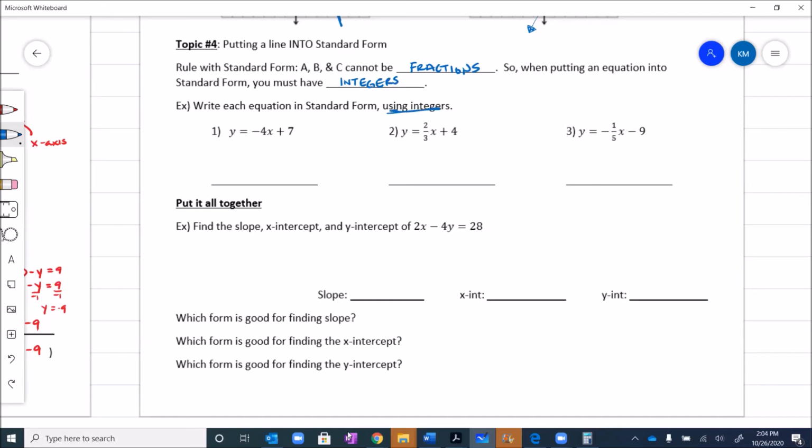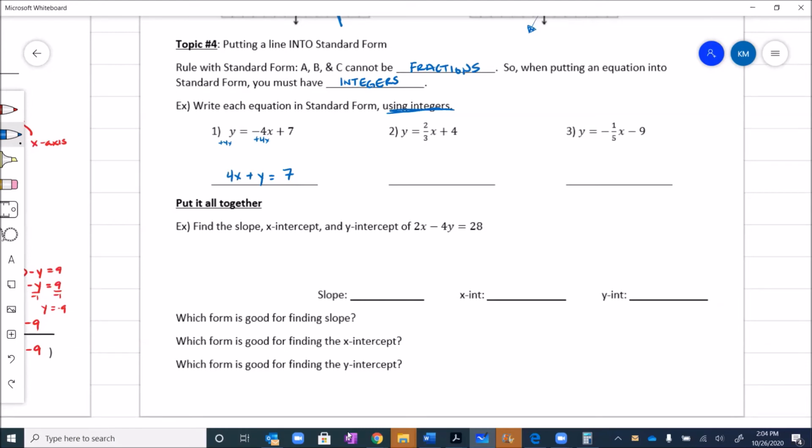And so you'll see that in the directions a lot, and it'll say write each equation in standard form using integers. Basically, don't have fractions in your answer. Let's do it. Standard form, x and y are both on the same side, and there's no fractions. So for number 1, let's try to get that done. Add 4x to both sides. And then we have 4x plus y equals 7. Pretty easy. X and y are on the same side, no fractions, we're done. This is standard form exactly how we want it.